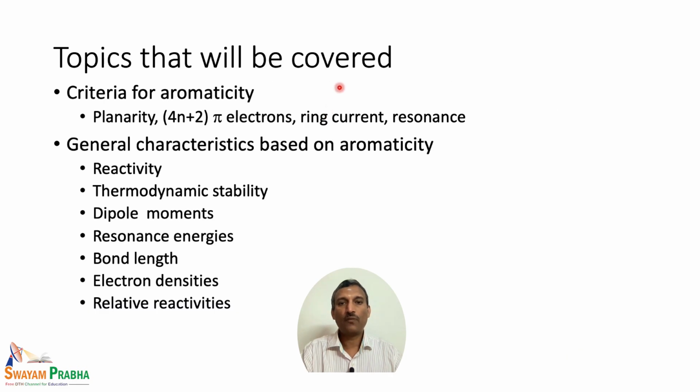The topics that will be covered in this session include criteria for aromaticity. So, we are going to study the basic aromatic criteria for the 5-membered and 6-membered heterocyclic compounds containing one heteroatom. We will be studying four things: the planarity requirement, 4n plus 2 pi electrons or Huckel's rule, ring current and resonance. That is, we will be looking at cyclic conjugated structures. We will also be looking at the general characteristics based on aromaticity.